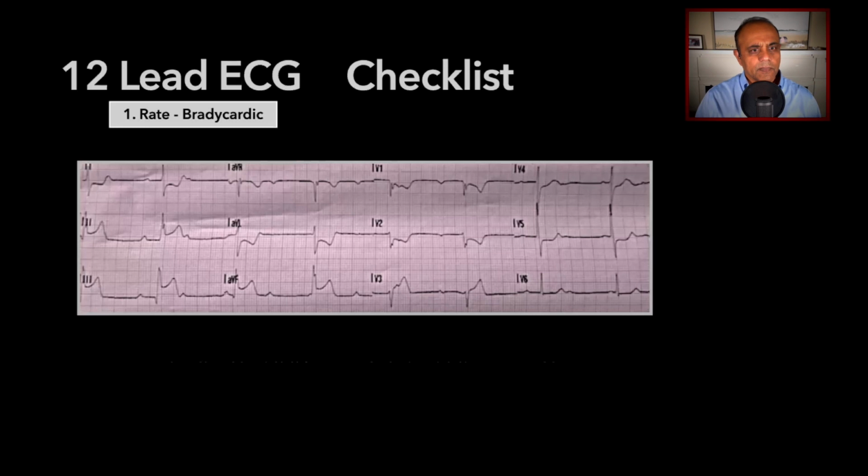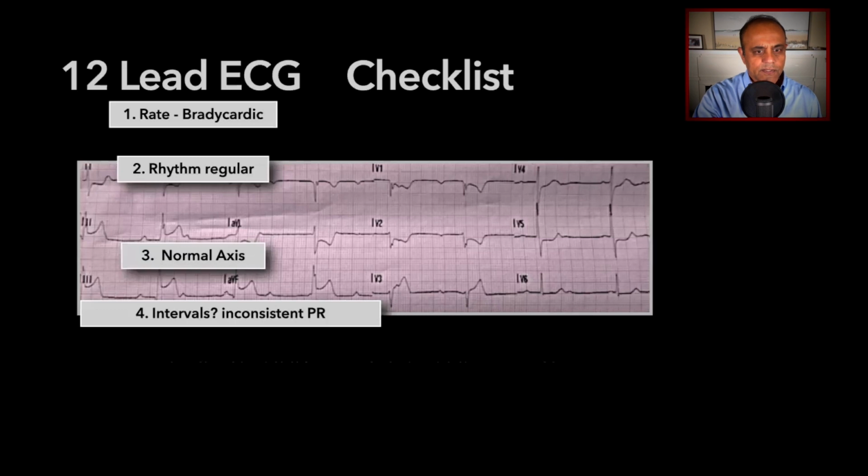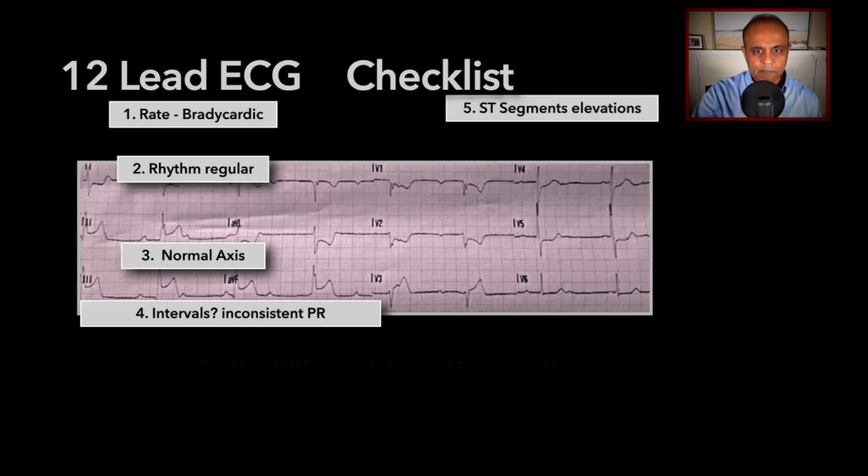And here it is. The ECG checklist revealed a rate that was bradycardic. The rhythm was regular. Normal axis, and the intervals, well, there are P waves, but they're inconsistent, aren't they? And they don't really correlate with the QRS complexes.